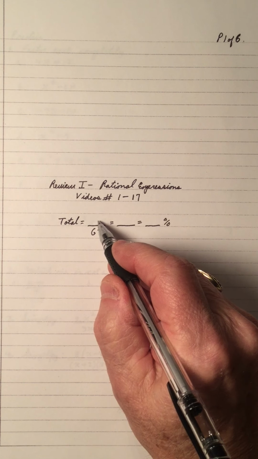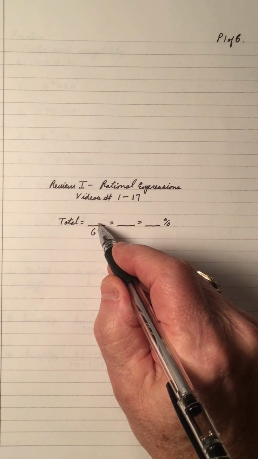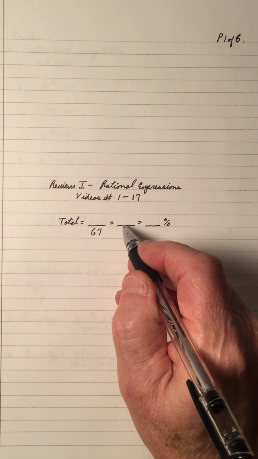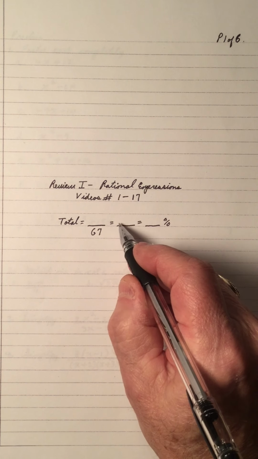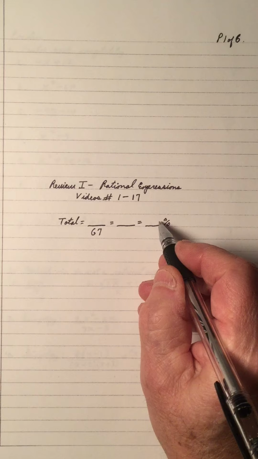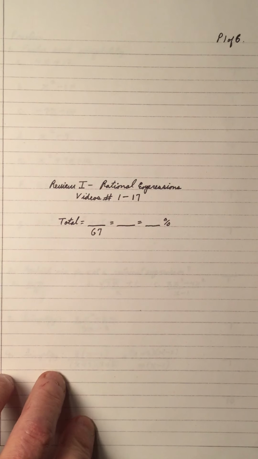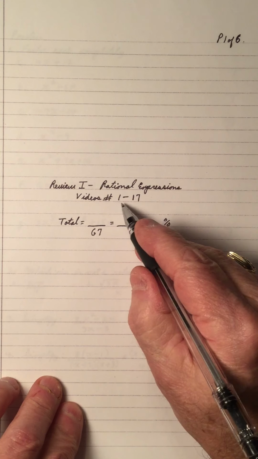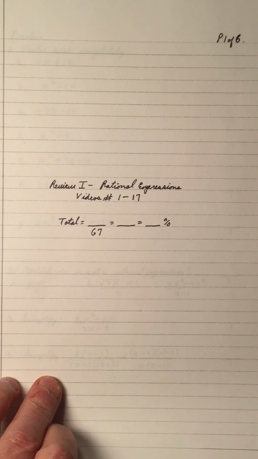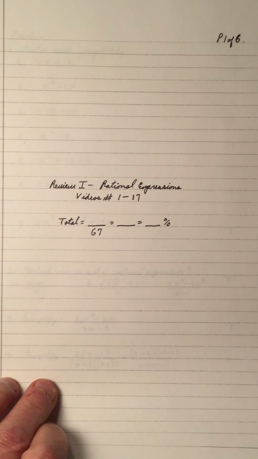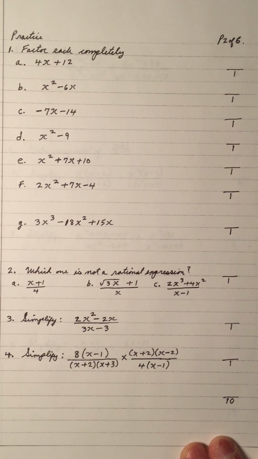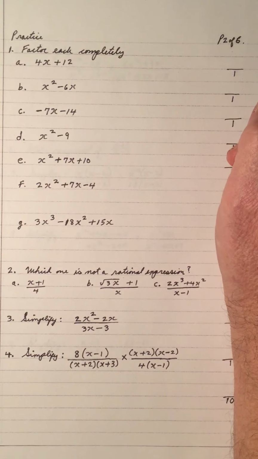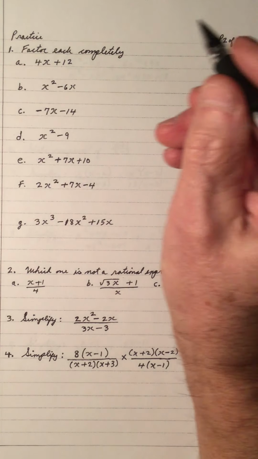Divide your denominator into your numerator with a calculator, or use your pen or pencil, and convert it to a decimal, move it 2 places to the right, and get your percent. So let's start the review of rational expressions on videos 1 to 17. And this review is done in the order from 1 to 17. So let's practice. Remember, pause the video, work out the answers.